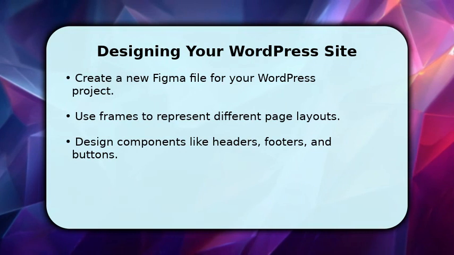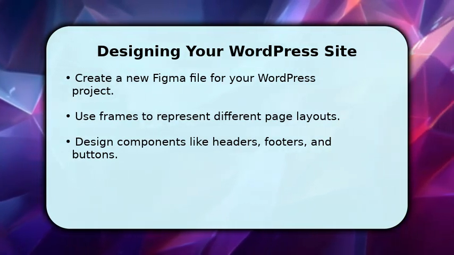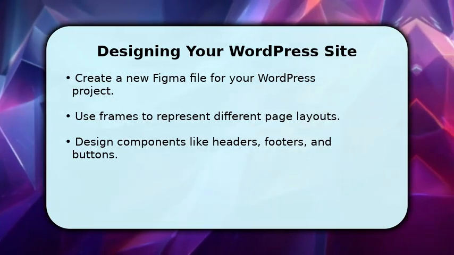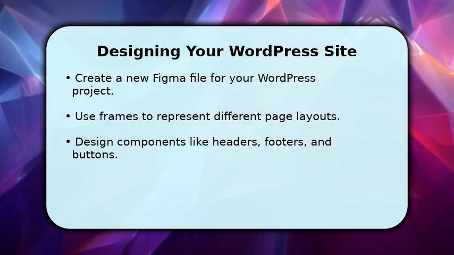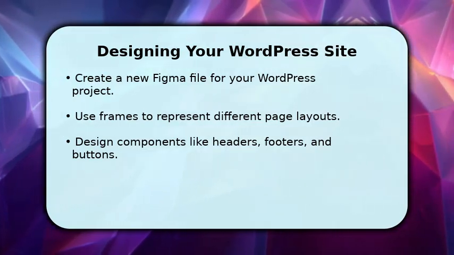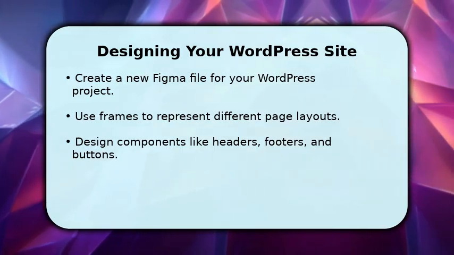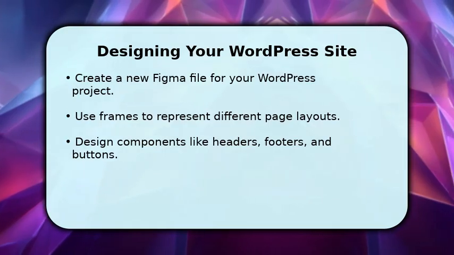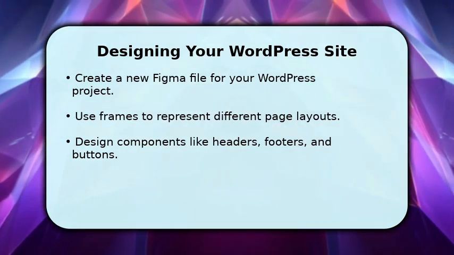Now, let's dive into designing your WordPress site within Figma. Start by creating a new file and organizing your pages using frames for each unique layout. Think about reusable components such as navigation bars, call-to-action buttons, and content blocks. Developing a clear design system with consistent typography, colors, and spacing will ensure your website looks polished and professional across all pages. This structured approach makes future updates much easier.